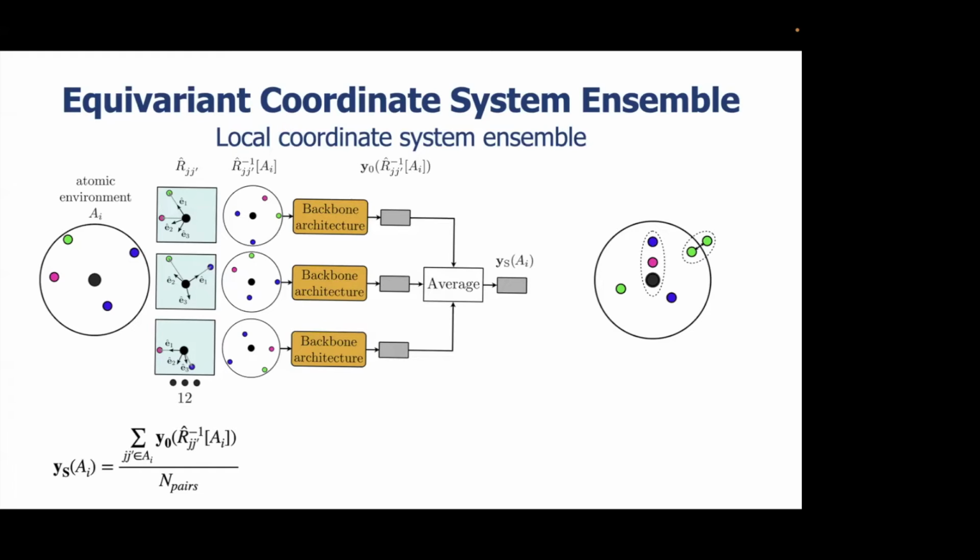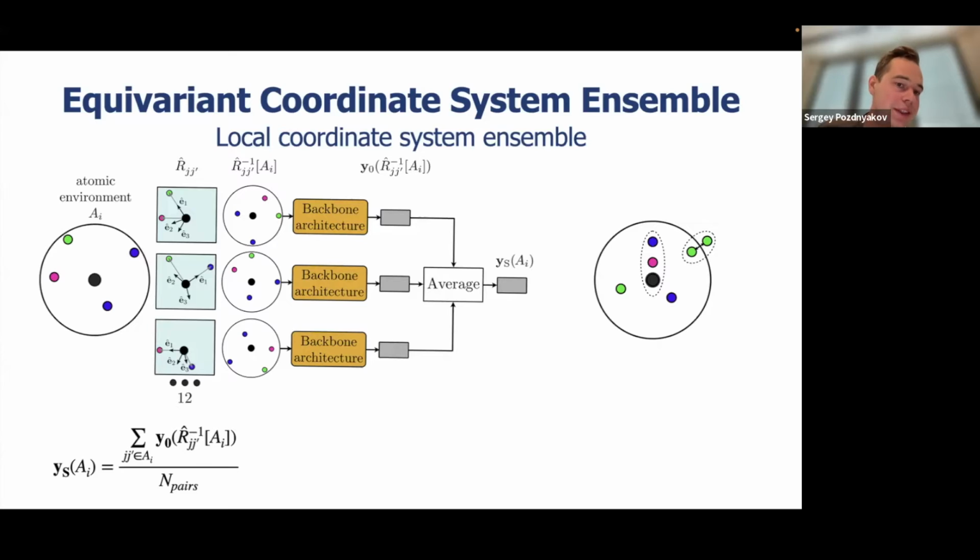Yes, thank you. And the second question, just to understand the complexity of the system: here you show us one local atomistic environment. But if you have some large material and you have many central atoms, then how will the number of local reference frames that we are considering grow?